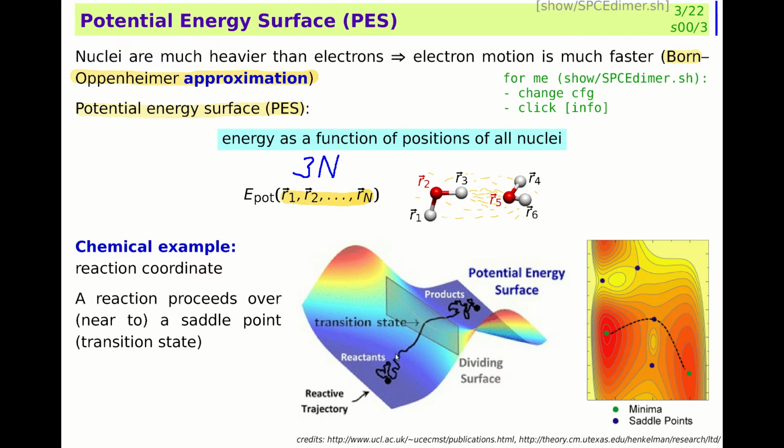Of course, I cannot draw such a function with 3N coordinates even for such a simple system as two water molecules. So here there is a picture of only a two-dimensional potential energy surface, and you probably know that the reaction proceeds from one minimum. There's some thermal motion, so atoms vibrate around one minimum, and they go by the simplest path, that is around the saddle point, to another minimum where the products reside.